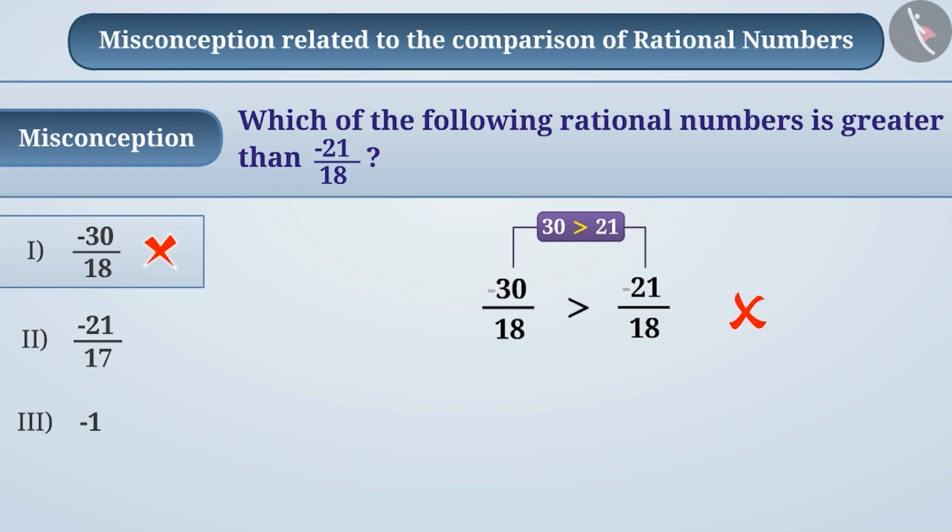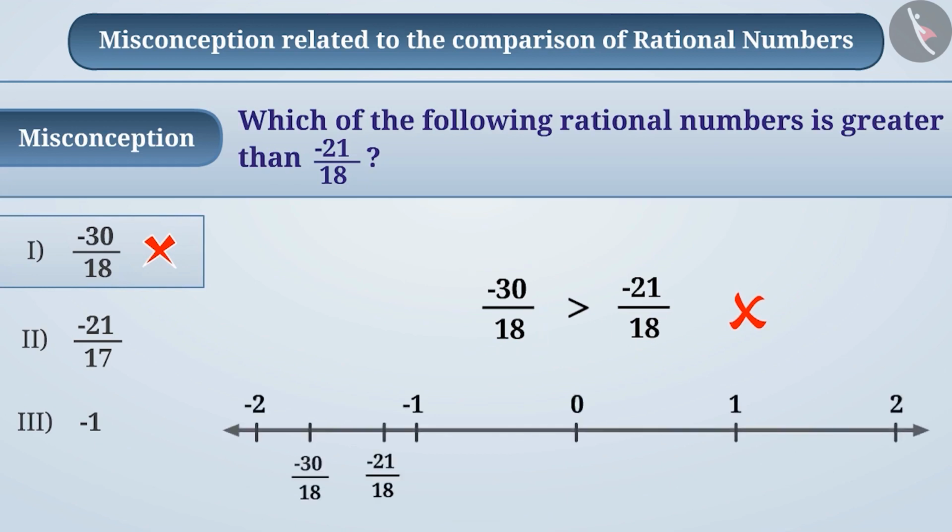This is incorrect because if we mark minus 21 by 18 and minus 30 by 18 on the number line, we will see that minus 30 by 18 is to the left of minus 21 by 18. Therefore, minus 30 by 18 is smaller than minus 21 by 18. Comparison can also be done as follows.